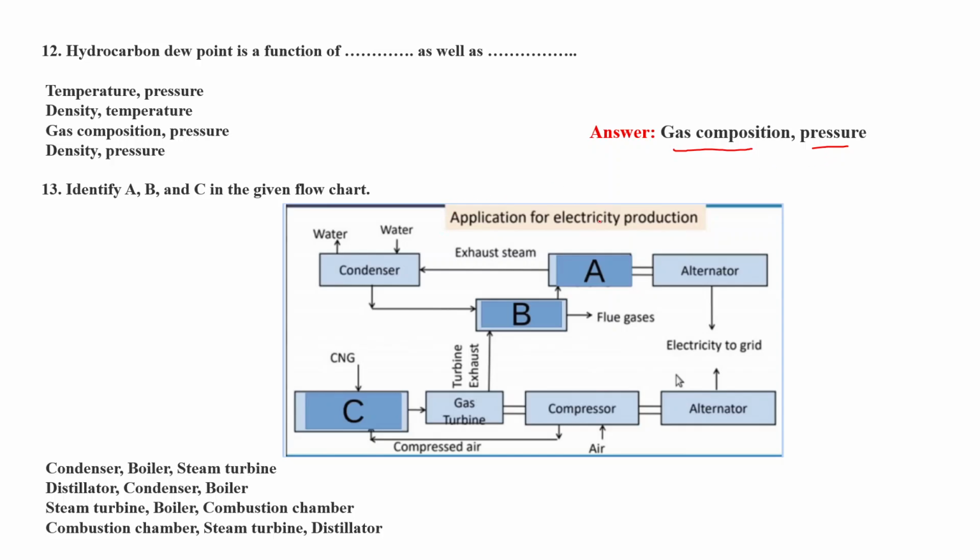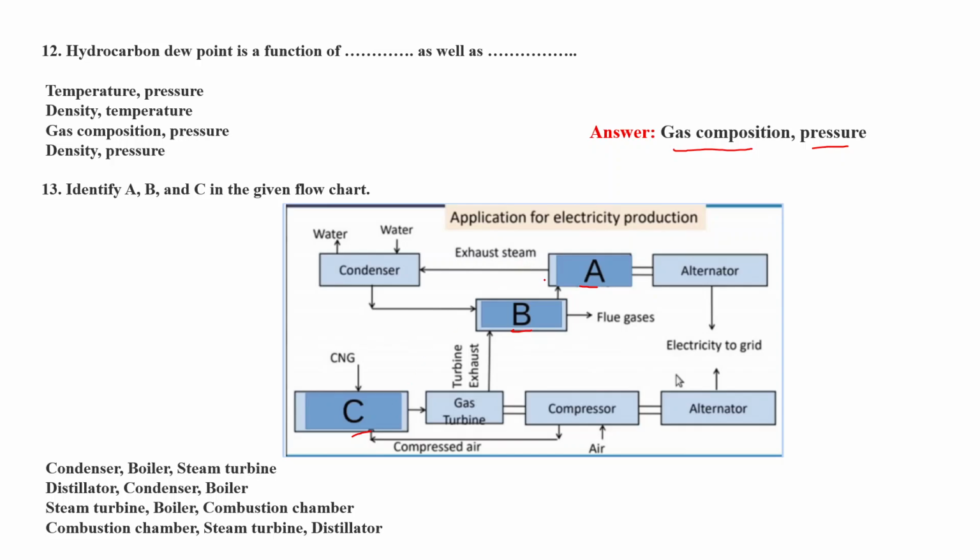Coming on to the 13th question, identify A, B, C in the given flow chart. Are these questions understandable to you? Hello. Yes, ma'am. You may ask if you have some queries in the middle. So, the 13th question, we have to identify what is this unit A, B, and C.